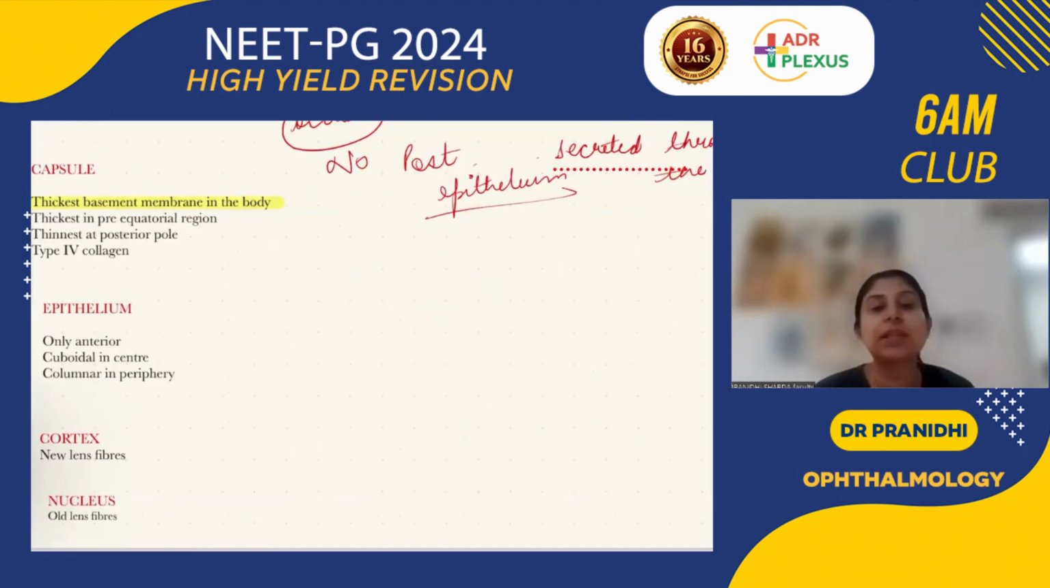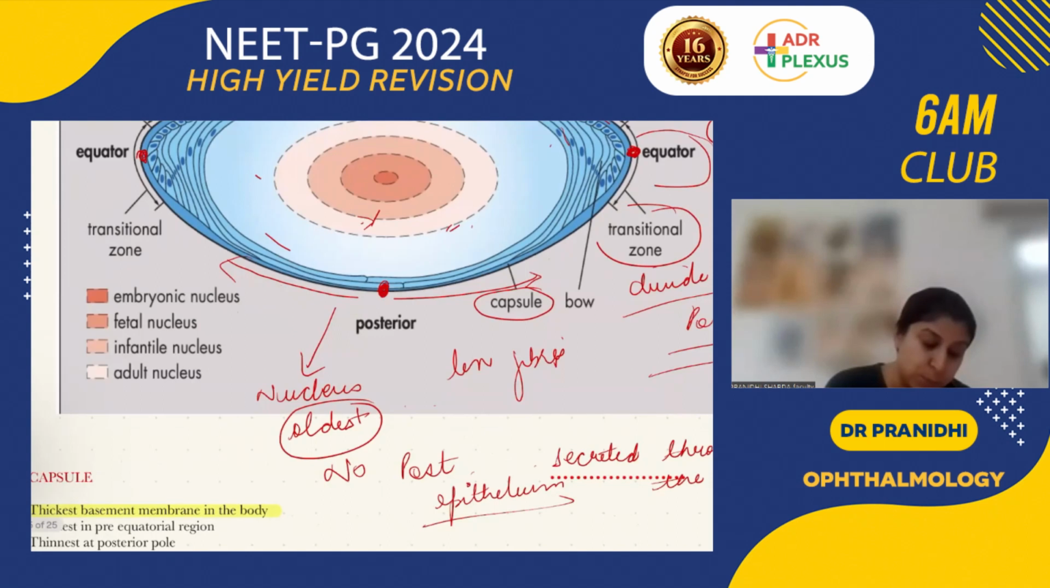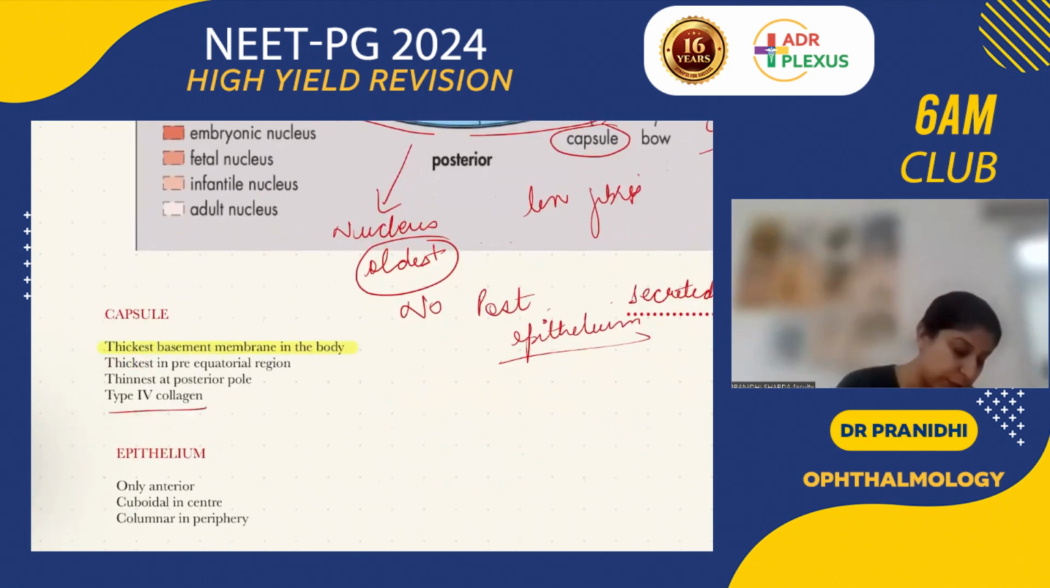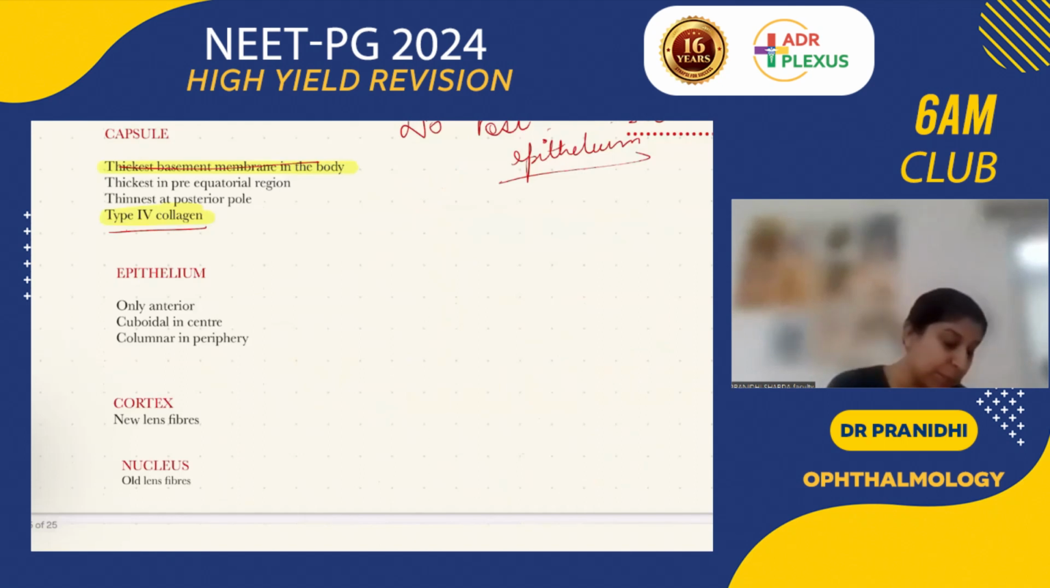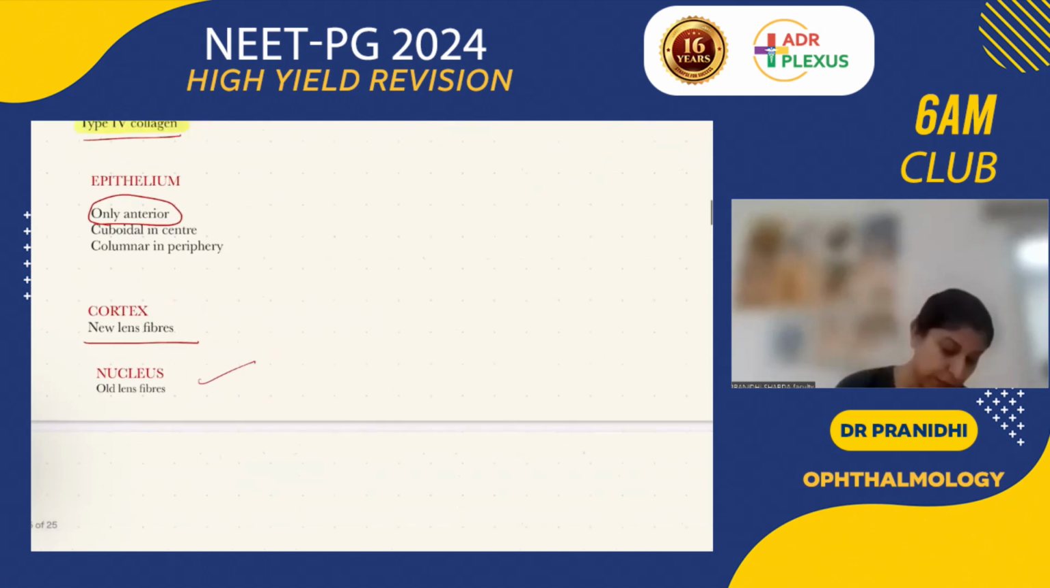So the capsule is thickest in the pre-equatorial region, and it is thinnest at the posterior pole, that is the most posterior point of the lens. And it consists of type 4 collagen. We can easily assume it because it is a basement membrane. Epithelium is present only anteriorly. It is cuboidal in the center and columnar in the periphery. And the new cortex contains the new lens fibers, and the nucleus contains the old lens fibers. Is it clear?